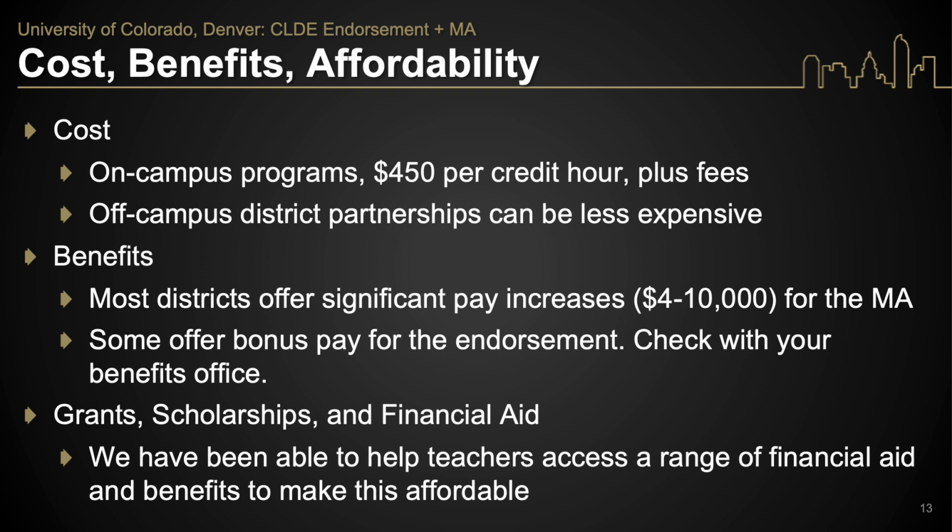As you no doubt know, graduate study is expensive. On-campus programs range around $450 per credit hour plus fees. You'll find that to be comparable to a lot of institutions. Certainly you could find cheaper institutions out there. Off-campus district partnerships can be less expensive, and we'll talk a little bit more about those options. It can save a tremendous amount of money depending on what your district has to offer.